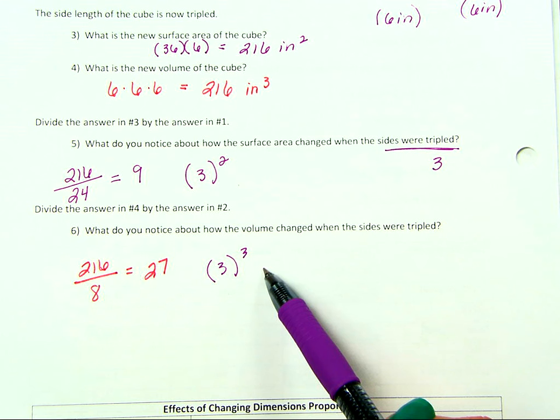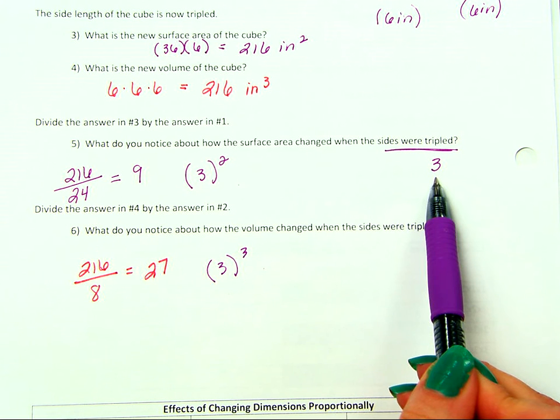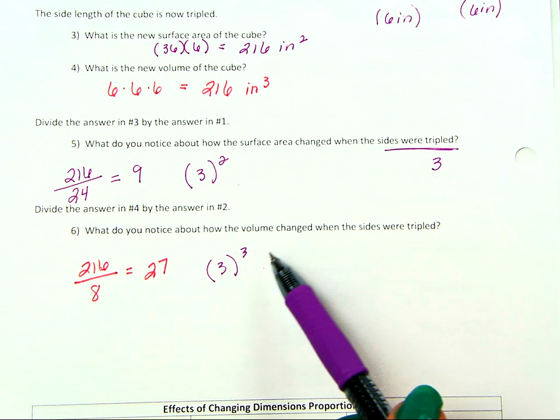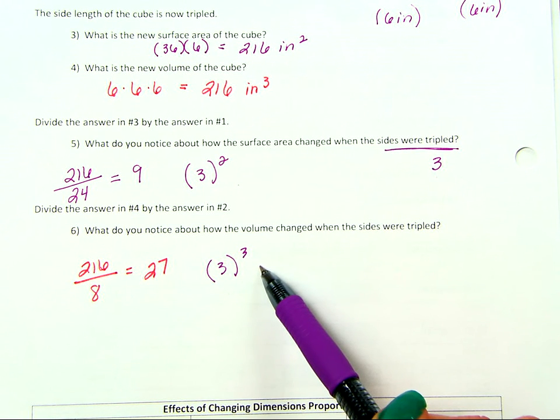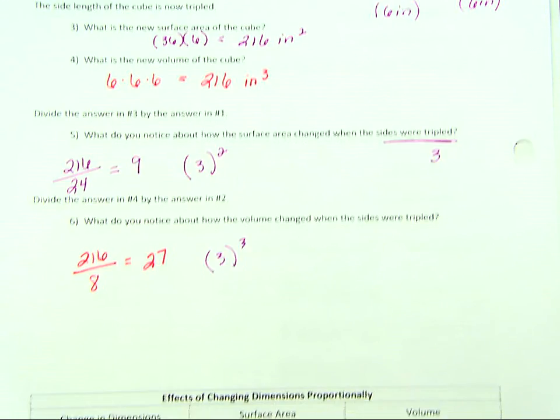And it doesn't matter what the number would be, those changes will always happen. The surface area changes by the factor squared. The volume changes by the factor cubed. So we had talked about this earlier in the year. In fact, we talked a little bit about it in chapter 10. Now we're adding it to the volume.